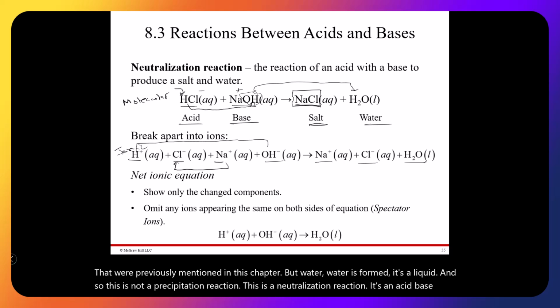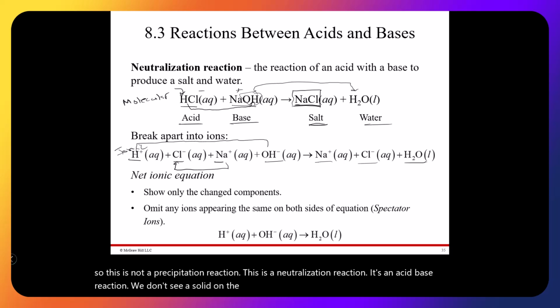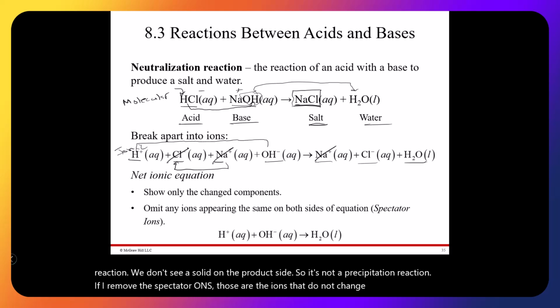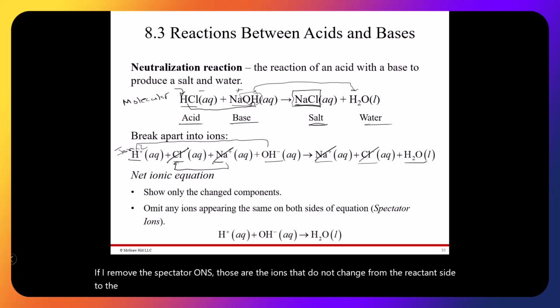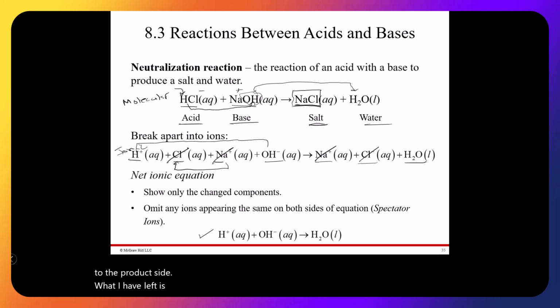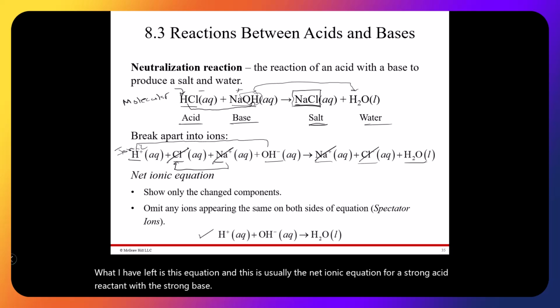We don't see a solid on the product side, so it's not a precipitation reaction. If I remove the spectator ions, those are the ions that do not change from the reactant side to the product side, what I have left is this equation, and this is usually the net ionic equation for a strong acid reacting with a strong base. So make sure you know that.